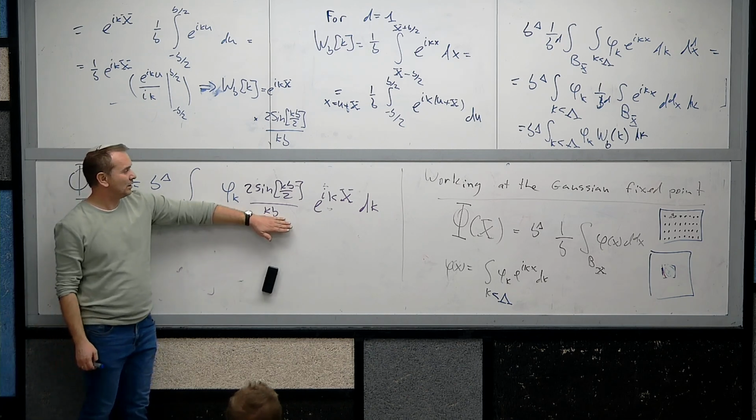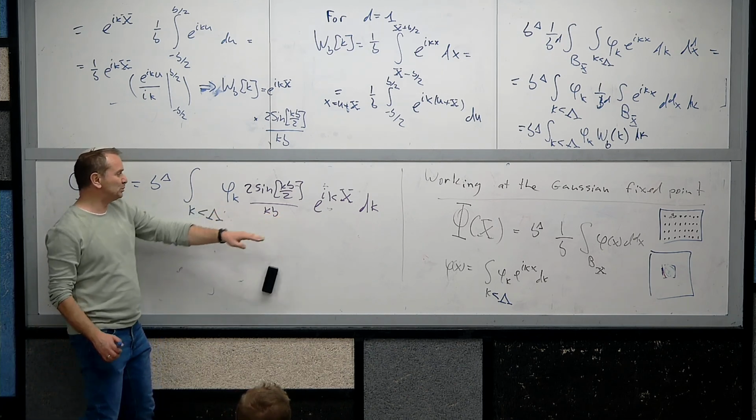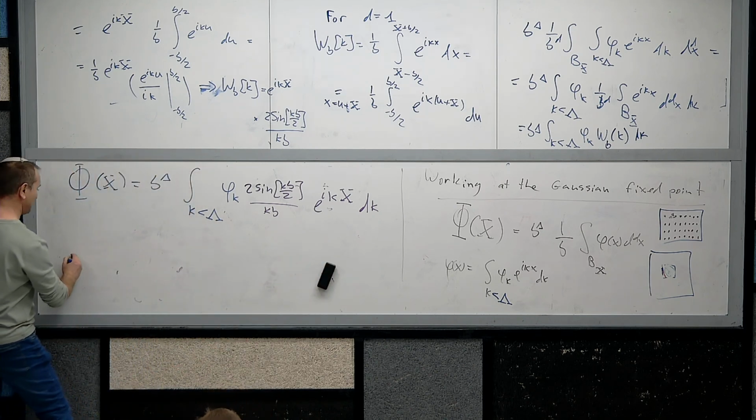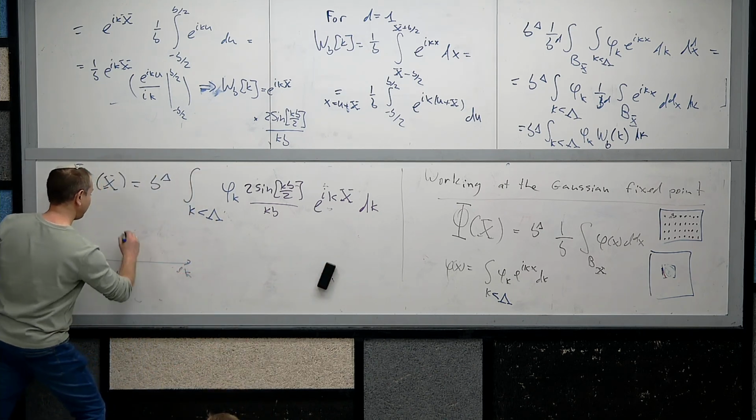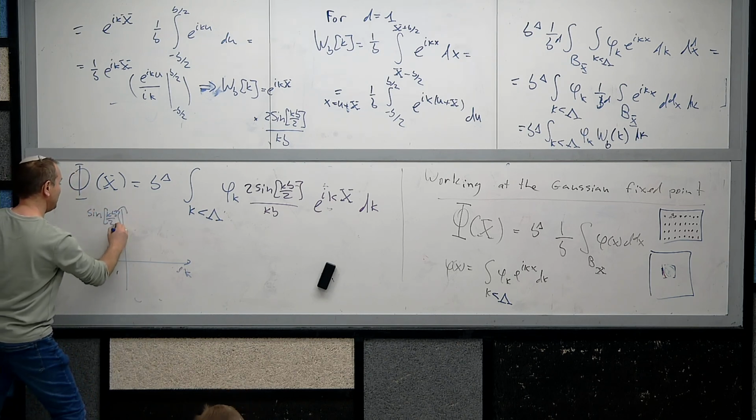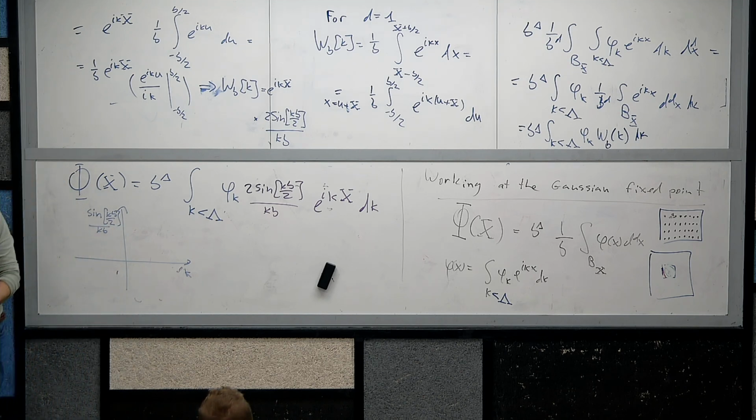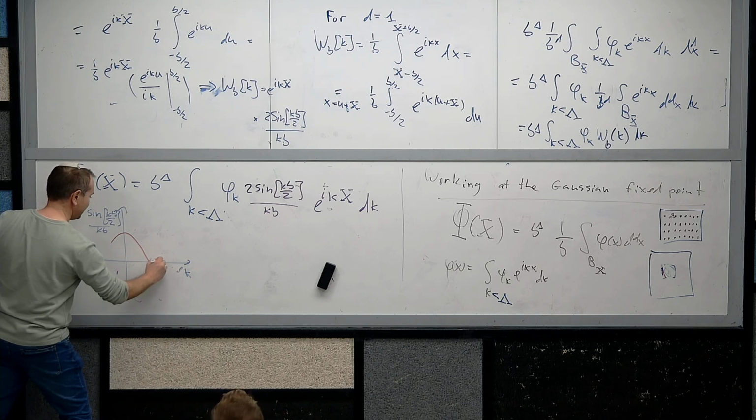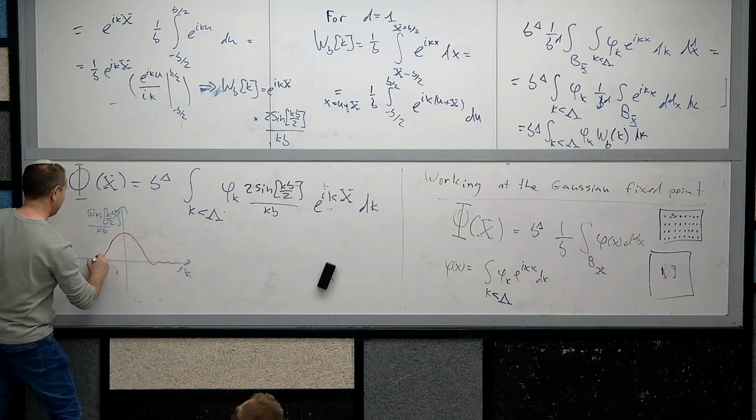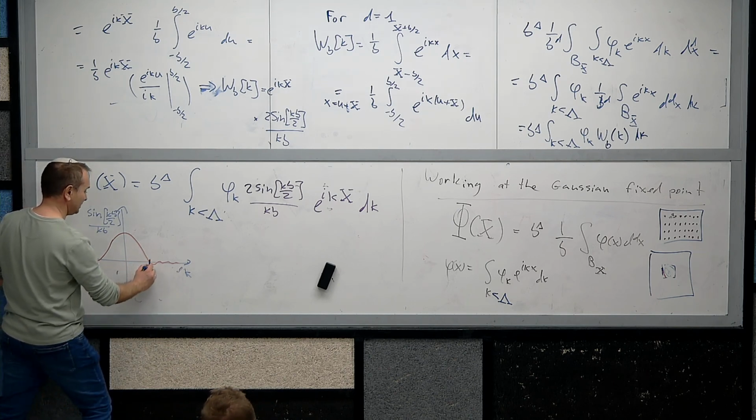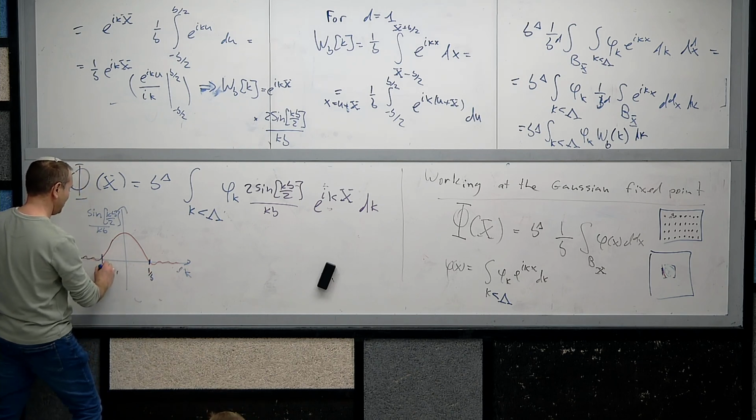Now, this is the filter. Why? Because if you plot this guy as a function of k, this is a sinc, sin of kb divided by 2 divided by kb, it behaves like this. And this is the scale, 1 over b, 1 over b.